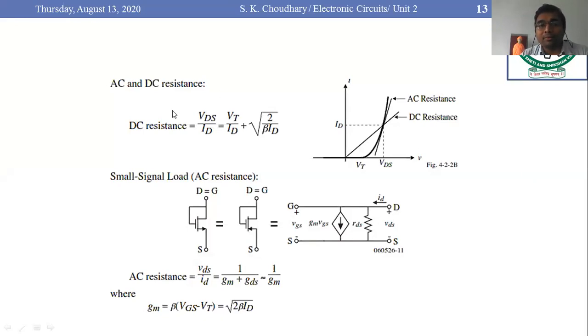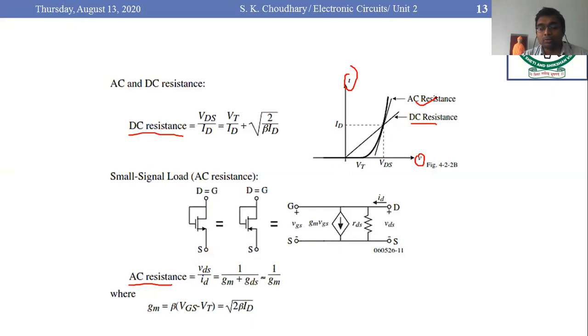There are two types of resistance we can calculate with the help of this structure. One is the DC resistance, another is the AC resistance. Okay, and this is the ID-VDS characteristics. Again, this is ID and this is your VDS. Okay, and this is the curve that is indicating the ID-VDS characteristics. This straight line is representing the DC resistance, and the slope on this curve is representing the AC resistance. Now, what is the value of DC resistance here?